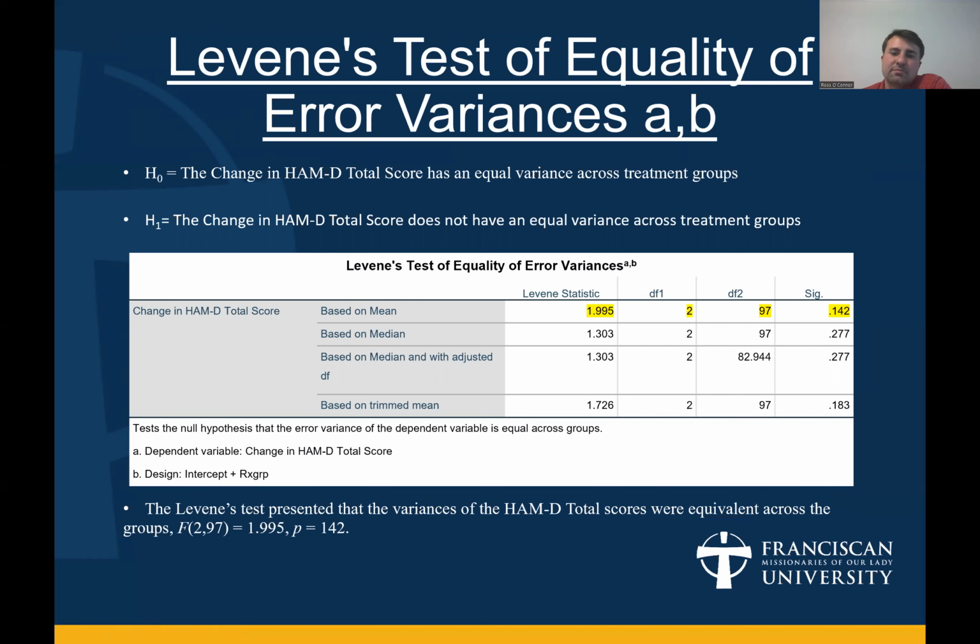This chart shows the Levene's test of equality of error variance of the change in the HAM-D total score. The Levene statistic based on the mean is 1.995 with a DF1 of 2 and a DF2 of 97, with a significance of 0.142. The Levene test presented that the variance of the HAM-D total score is equivalent across the groups, with F(2, 97) equaling 1.995 and a p-value of 0.142.